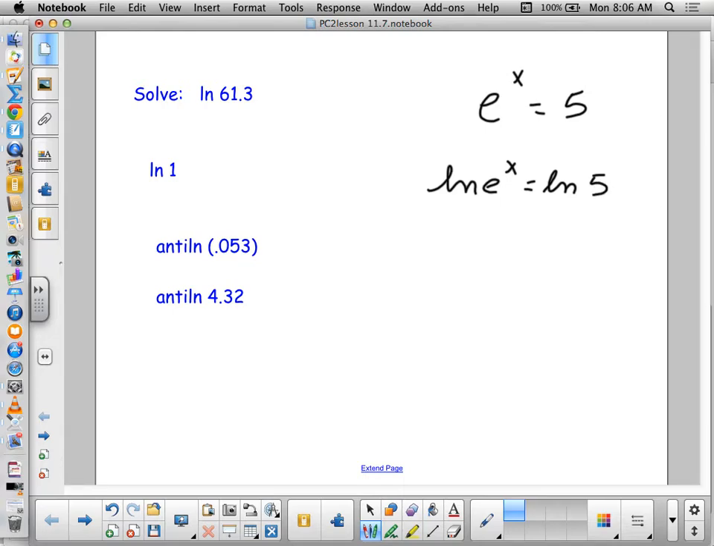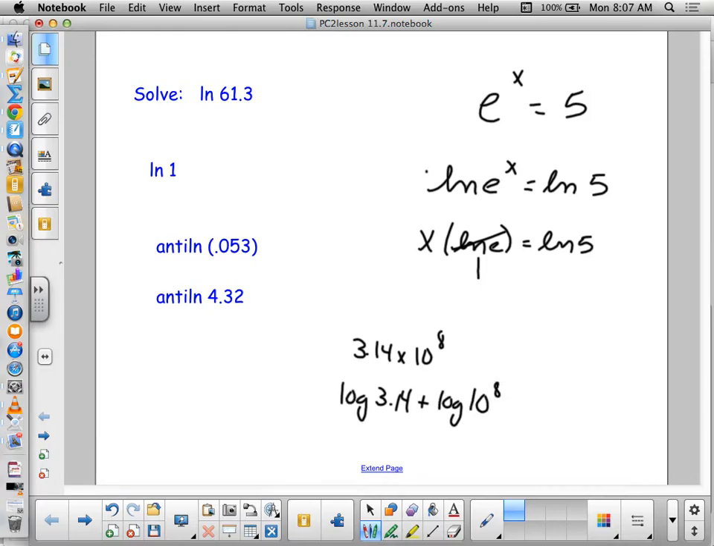Now, you may say, well, okay, but that's really not saving that much. By definition, the natural log of e to any power, this power is going to come down and become a coefficient, right? And the natural log of e, by definition, equals 1. Just like the log of 10 equals 1. That's why we use logs when we're dealing with scientific notation. If I have 3.14 times 10 to the 8th power, and I take the log of that, that's the log of 3.14 plus the log of 10 to the 8th power. The log of 10 to the 8th just equals 8, because it's log base 10 of 10 to the 8th.